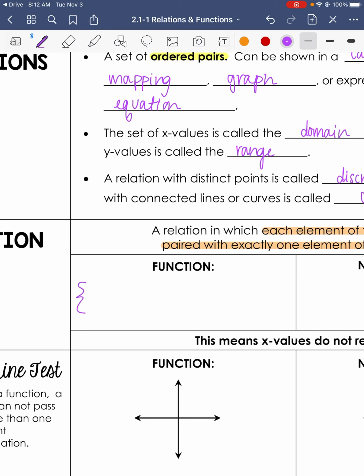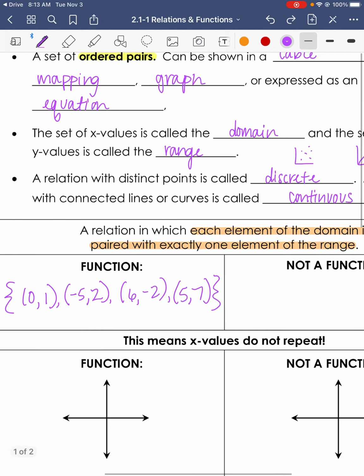Okay, so an example of a function, listed as a set, since this is set notation, we're going to be using the curly brackets here, and I'm just going to list out the set of ordered pairs. So if I had something like 0, 1 as an ordered pair, -5 and 2, 6 and -2, and 5 and 7. Okay, so this is a function because for every x value, there's only one y value. So if we have 0 here, it's paired with a value of 1, and there's no other coordinate pair here that has a value of 0 with a different y.